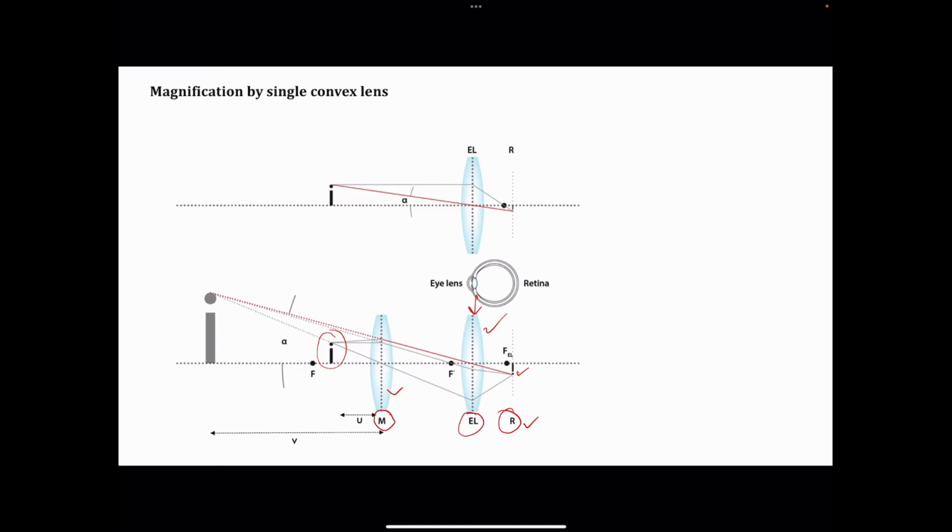when you see it through your eye lens and visualize it. Now in this scenario, both the lenses are working together to actually get you a magnified image as compared to what you will see otherwise.